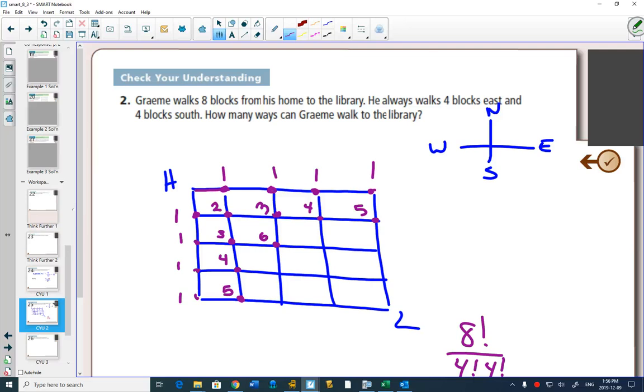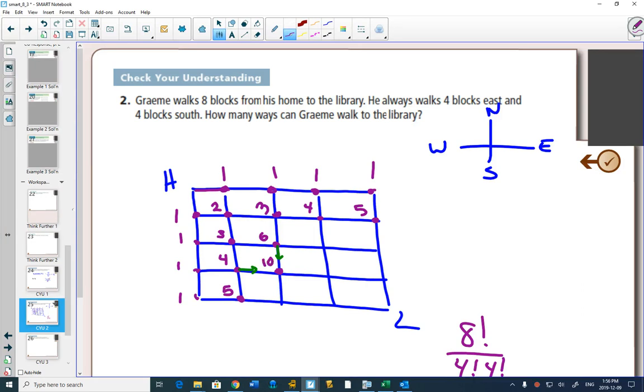But now this dot right here. If I wanted to get to that dot from home, does it make sense that I can only get there this way or this way? If I came up, that would have meant I was backtracking. If I came from over here, that would have meant that I was backtracking. Those are the only 2 ways I can get to that dot. How many pathways do you think are to this dot?